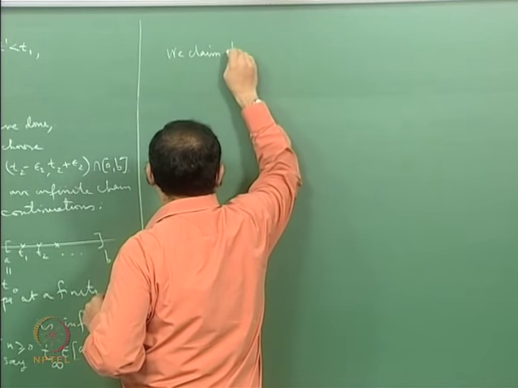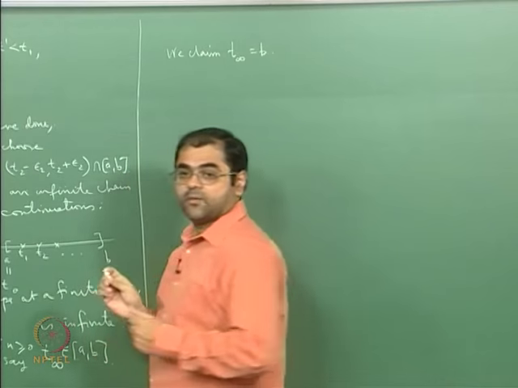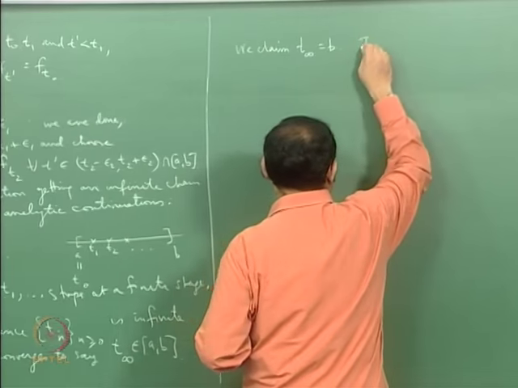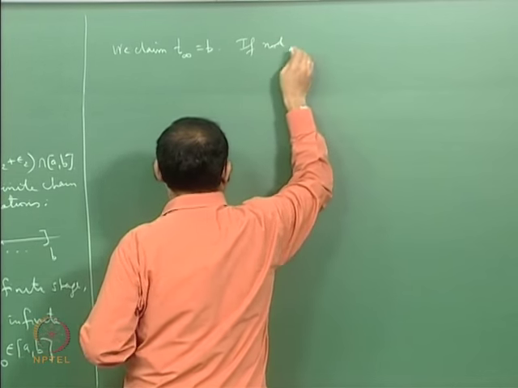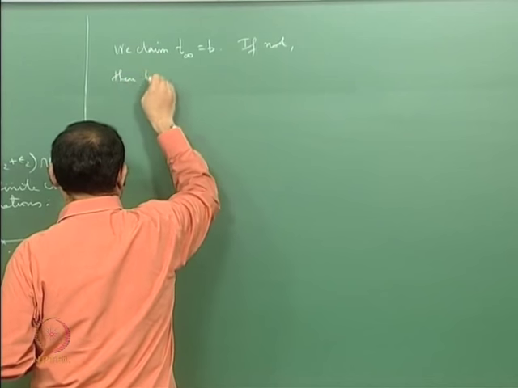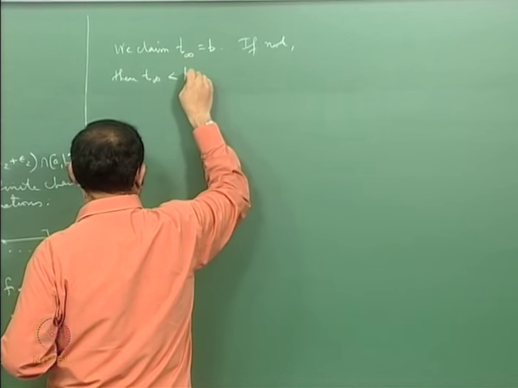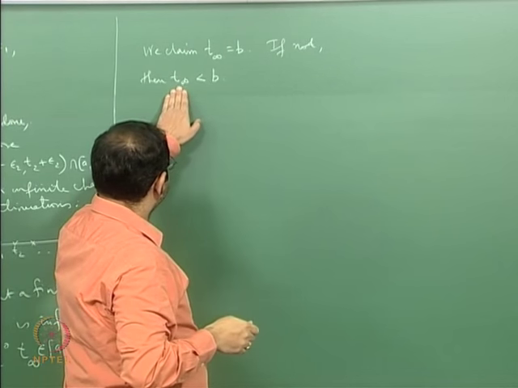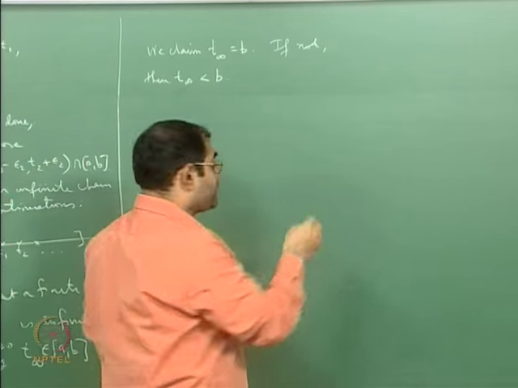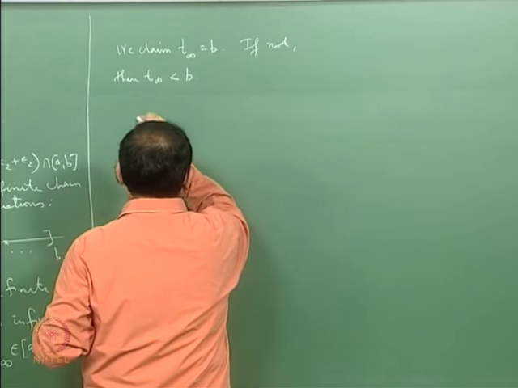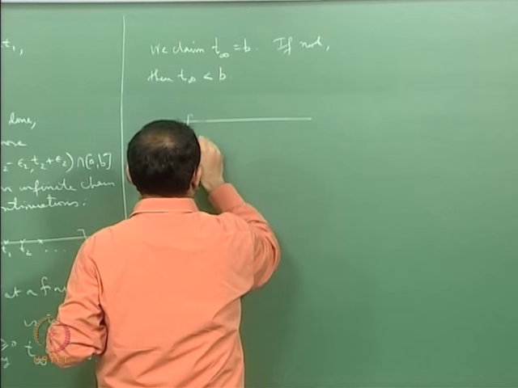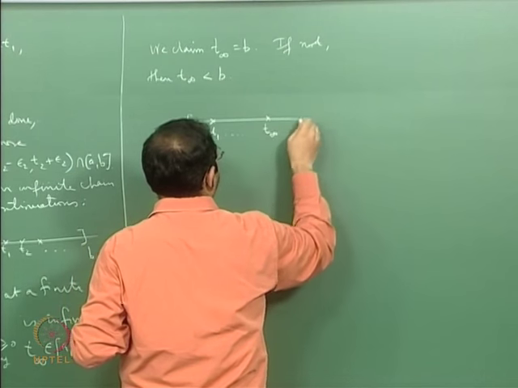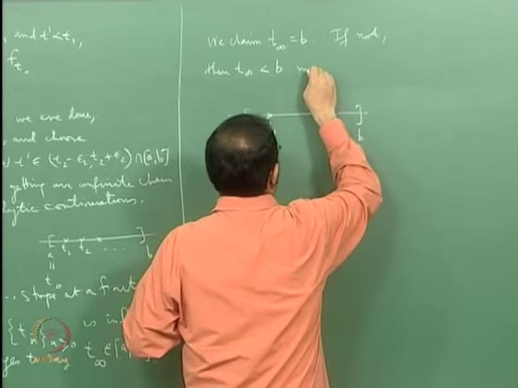We claim T infinity is equal to B. Okay. We claim T infinity is the point B. All right. If not, then T infinity is a point strictly less than B. Okay. And that will give us a contradiction, because, you see, the situation is that you have A which is T naught, then you have T1 and so on. Suppose it converges to T infinity, and this T infinity is strictly less than B, this will give a contradiction.